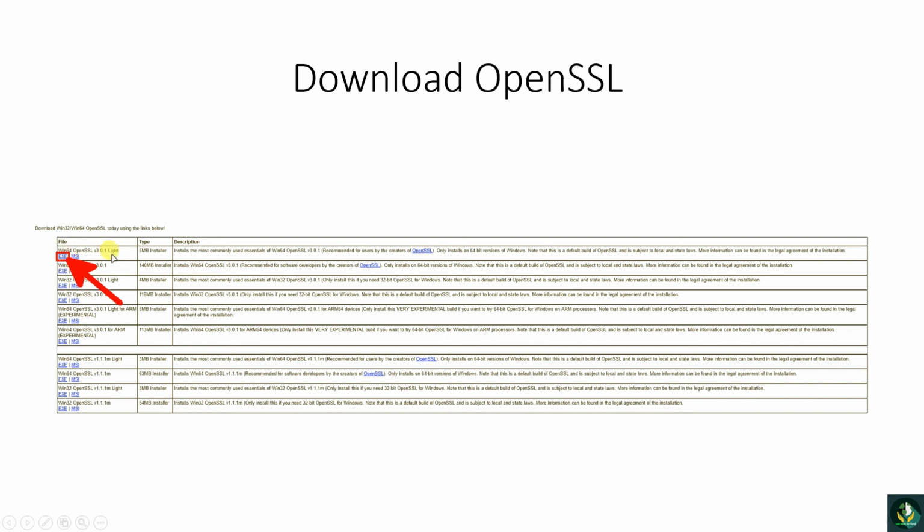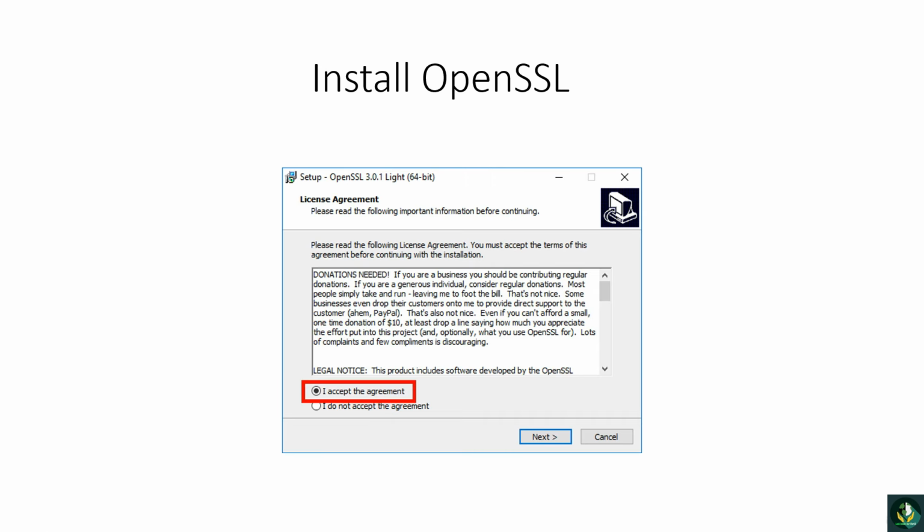OpenSSL 3.0 Lite. So I am using the Lite version to test this out. You can use another version, but I will ask you to follow this same procedure. That's why I just chose the Lite version, and after the download is complete, just simply open the executable file, and it will ask you some basic installation steps.